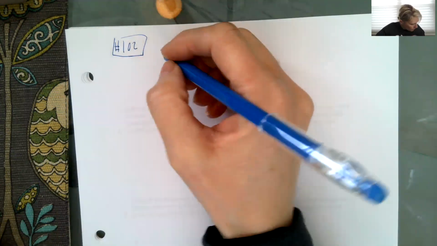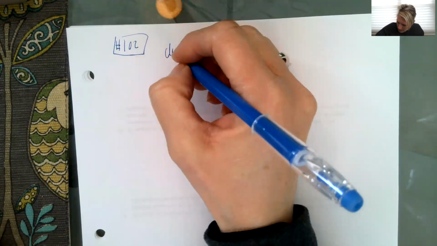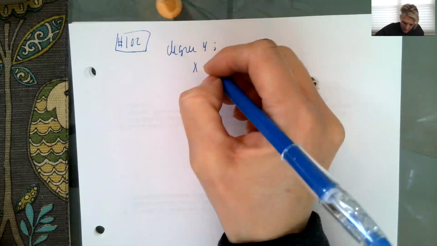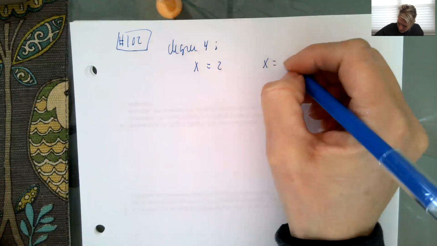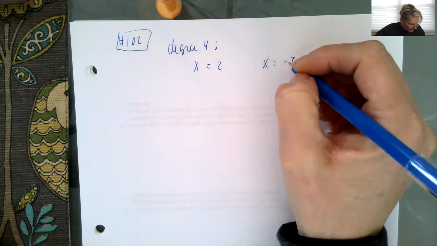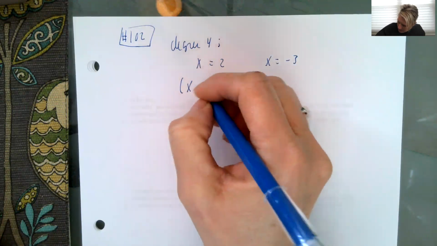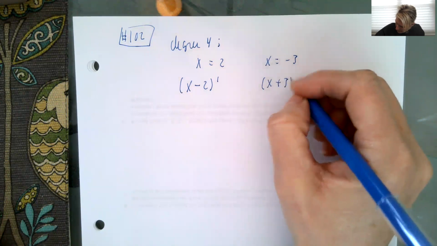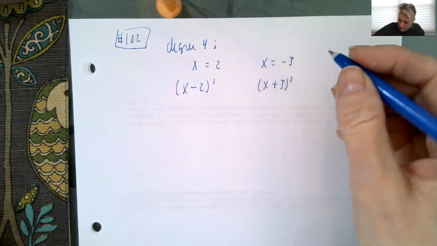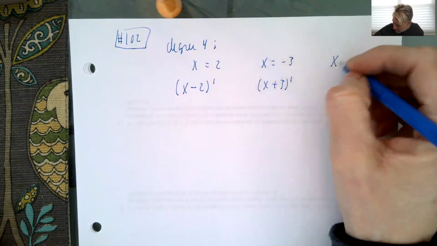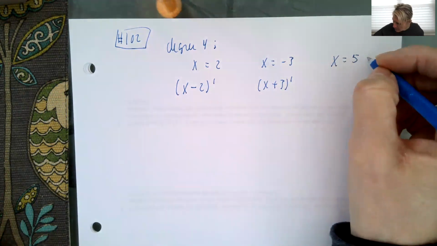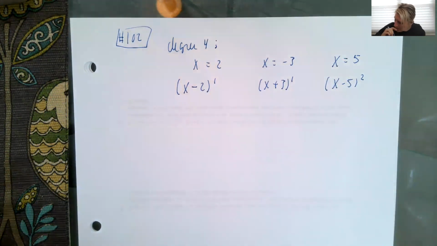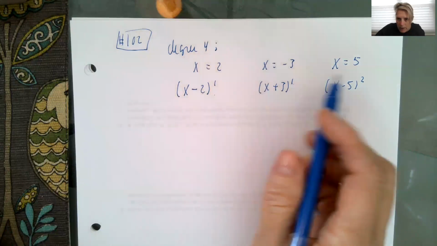So, number one, it has to have degree 4, zeros at 2, -3, and they each have multiplicity of 1. So that means this is, and then this one is multiplicity of 1, and then a zero at 5 is multiplicity of 2. So that's x minus 5, and that's squared. And this is 1 plus 1 plus 2, which makes the 4.